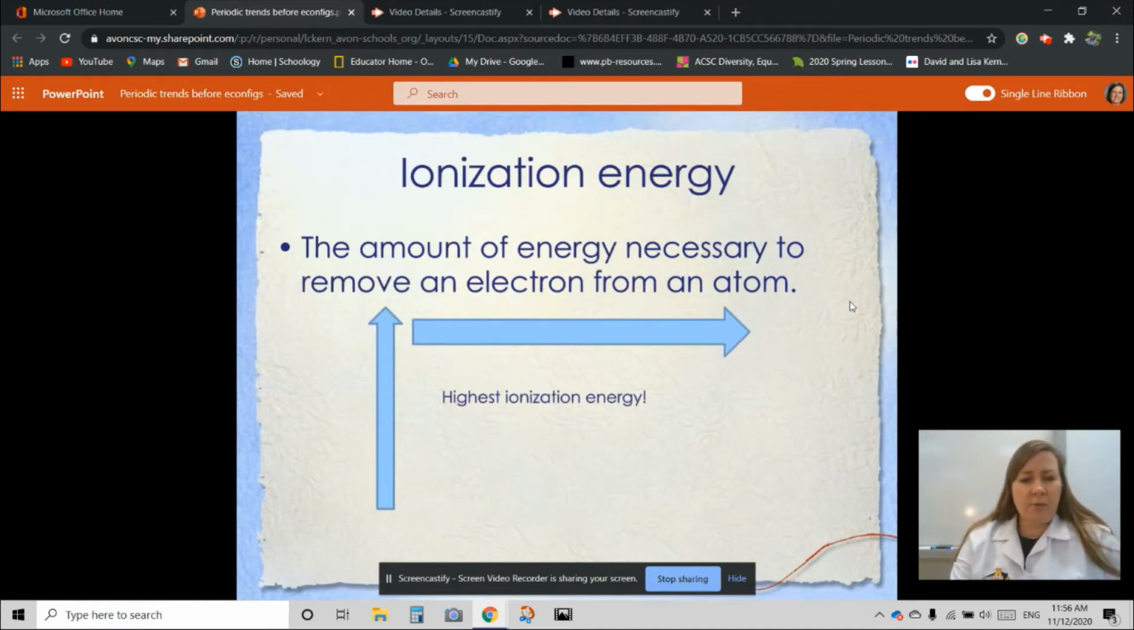There's another thing you need to know about electrons, and that is called ionization energy. It's another periodic trend. So ionization energy is the amount of energy necessary to remove an electron from an atom. And it's very hard to get electrons to leave atoms for some atoms, but for some atoms it's really easy. And it turns out that the higher you go on the periodic table, the more up you go, and the more to the right you go, the higher the ionization energy is. So the more energy is required to pull an electron off of an atom. So it's very easy to remove an electron from an atom that's low or to the left on the periodic table. It's very hard to take an electron away from an atom up and to the right.